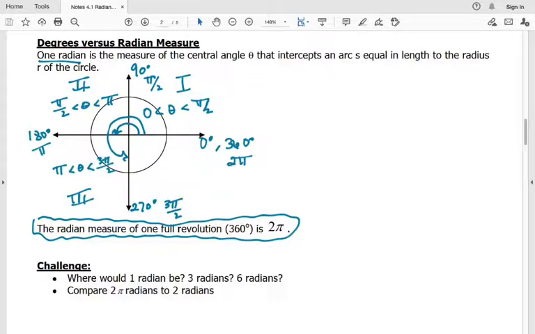And then in quadrant 4, these are all the angles that are between 3 pi over 2 and 2 pi.